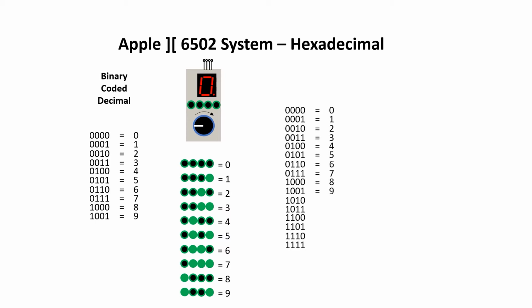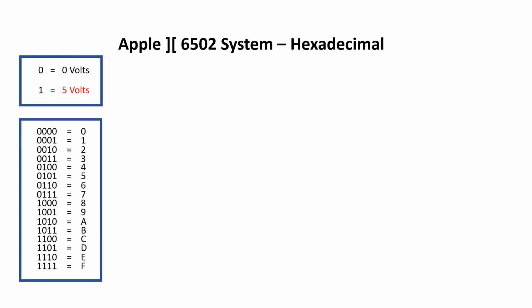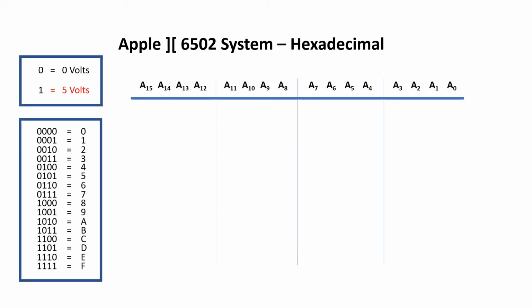But there are some combinations left unused. And in general, we want to use all the address space available, so we label these extra combinations A through F. And this is hexadecimal. This covers all the possible voltage combinations on 4 wires. The 6502 has 16 address wires, which means we have 4 hexadecimal digits.